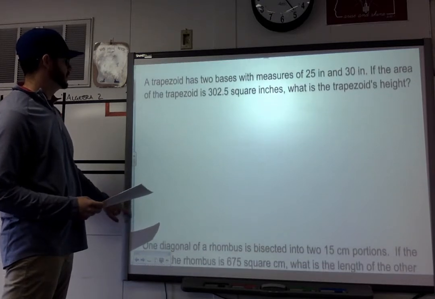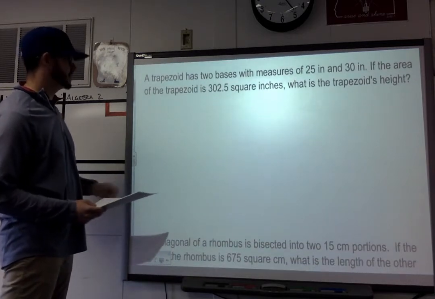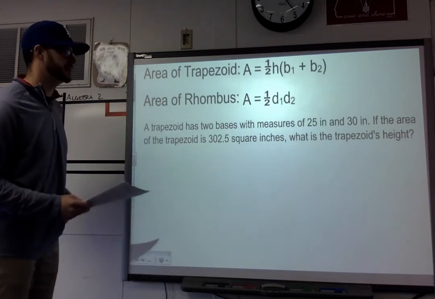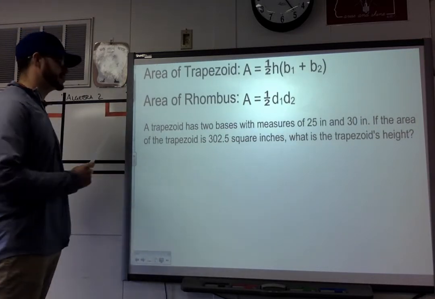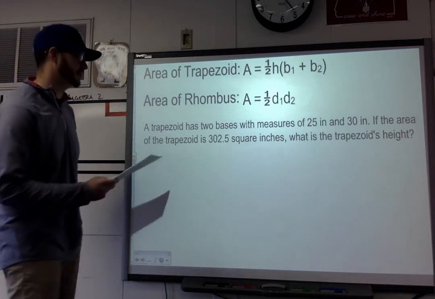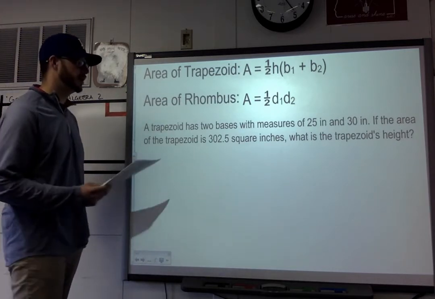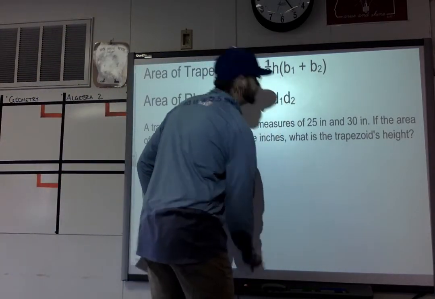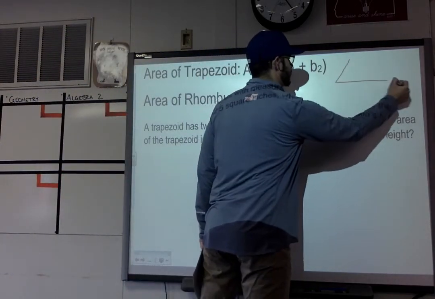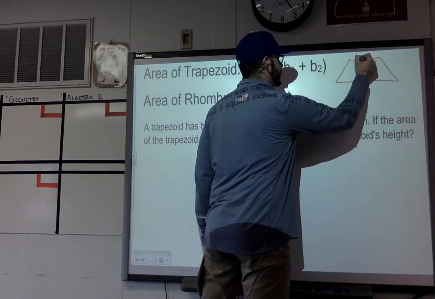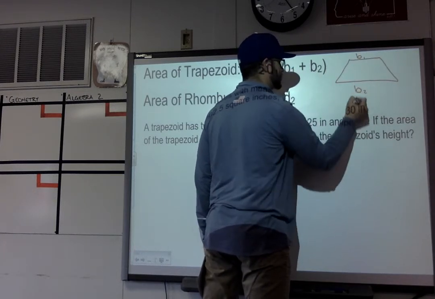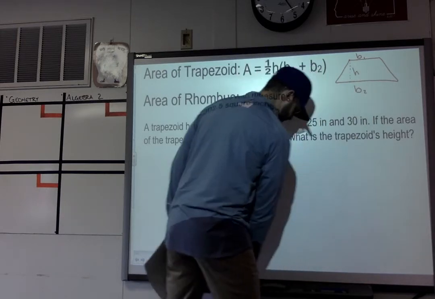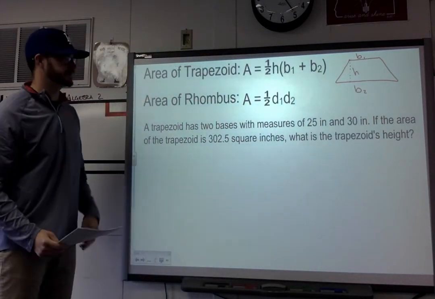So, looking here, a trapezoid has two bases with measures of 25 inches and 30 inches. If the area of the trapezoid is 302.5 square inches, what is the trapezoid's height? So if you think about it, a trapezoid looks like this. We have base 1 and base 2, and then the height is going to be that measurement right there, straight up and down.